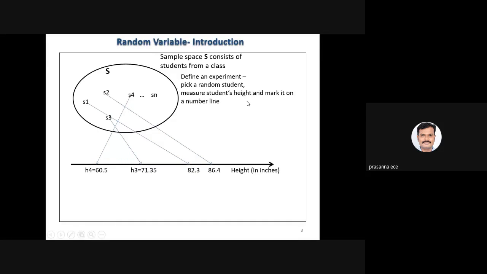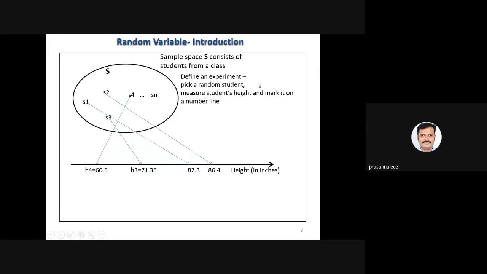So we'll consider an example experiment. Consider an experiment where you have to pick a random student. You have been given a class, and from that class you have to pick a random student. So this is a random experiment. The outcome of this experiment is one particular student. I have represented all the outcomes inside this oval, or circle, whatever shape.